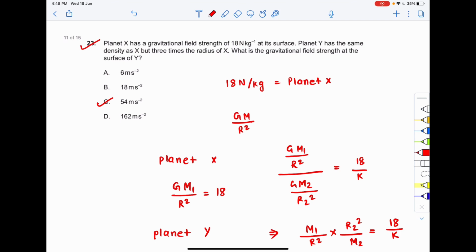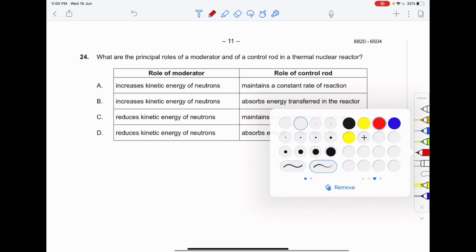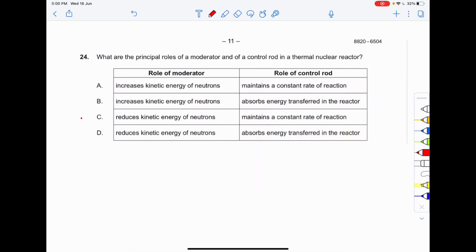I hope you got the question. Proceeding on to the next question, question number 24. What are the principal roles of the moderator and control rod in a thermonuclear reactor? The moderator helps slow down the neutrons produced by fission to sustain the chain reaction, so the role of the moderator is to reduce the kinetic energy of the neutrons. So between option C and option D, one will be correct. And what is the role of the control rod? The control rod always helps to maintain a constant rate of reaction. So the correct option to question number 24 will be option number C. I hope you got the question.